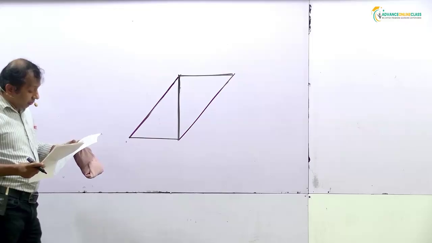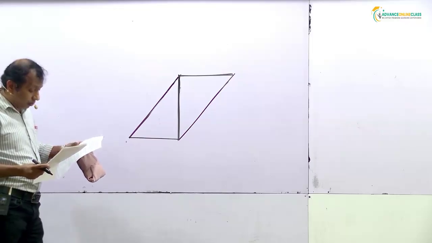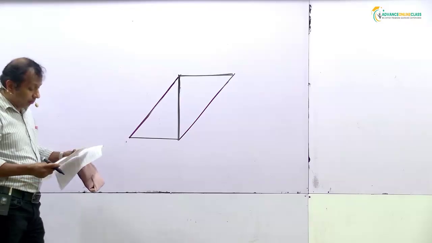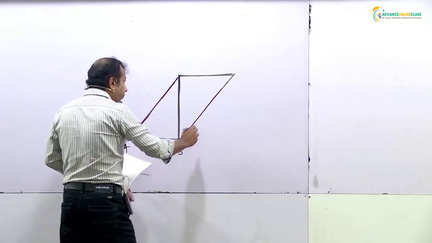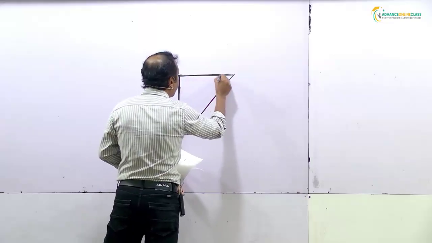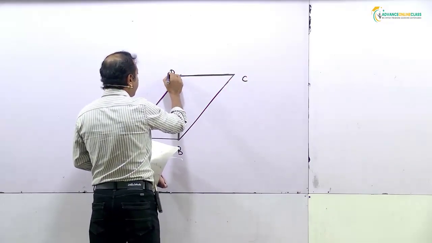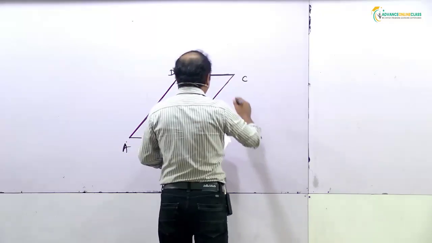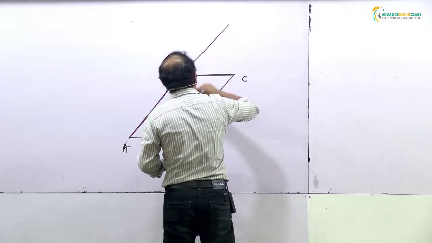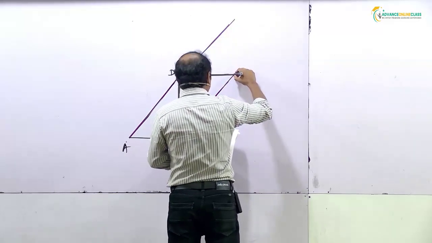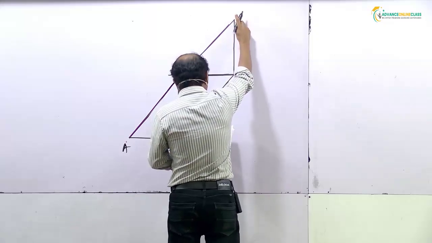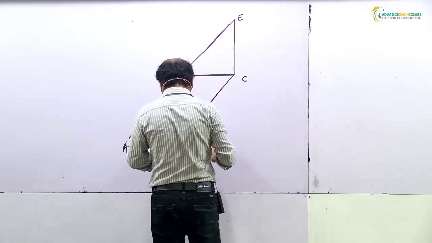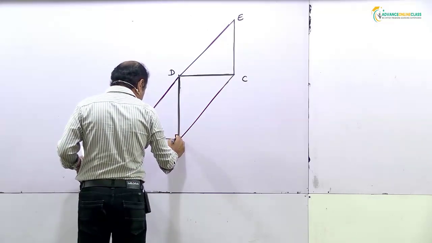AB horizontal, ABCD order is in anticlockwise sense. The line drawn from C parallel to BD intersects AD produced at E. This is A, B, C, D. This AB produced, this AE.